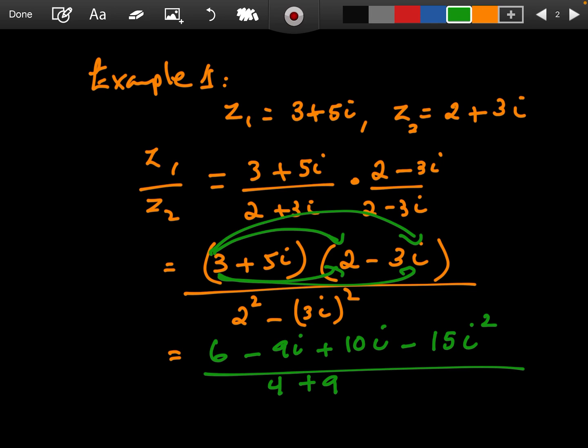And so let's clean it up a little bit. Minus 15i squared is simply plus 15. So 15 plus 6 is 21. Minus 9i plus 10i is going to be plus i, all over 13. And when we divide that, we'll have 21 over 13 plus i over 13.